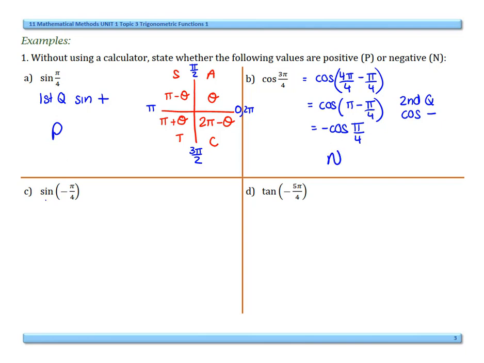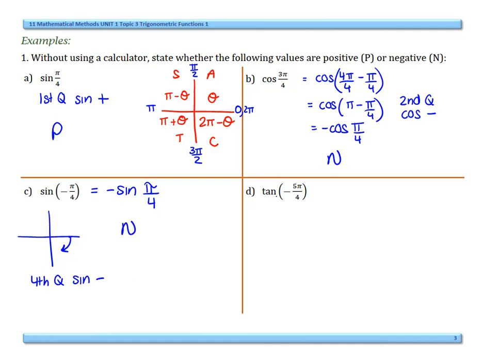The third one here, sine of negative pi on 4, means that we're starting here and we're going backwards. So we're in our fourth quadrant. The only ratio positive in our fourth quadrant is cos. So we know sine is going to be negative. So this is exactly the same as negative sine of pi on 4. So the answer is negative.